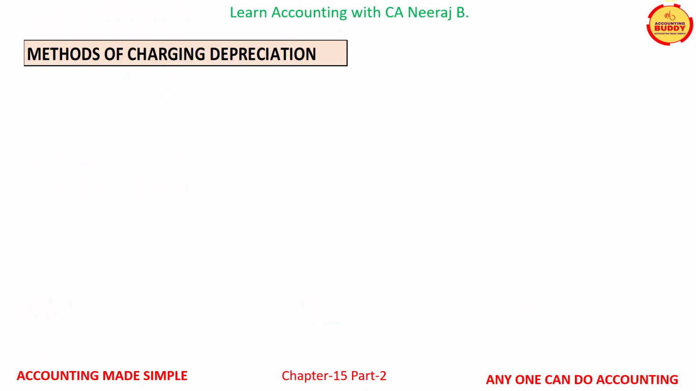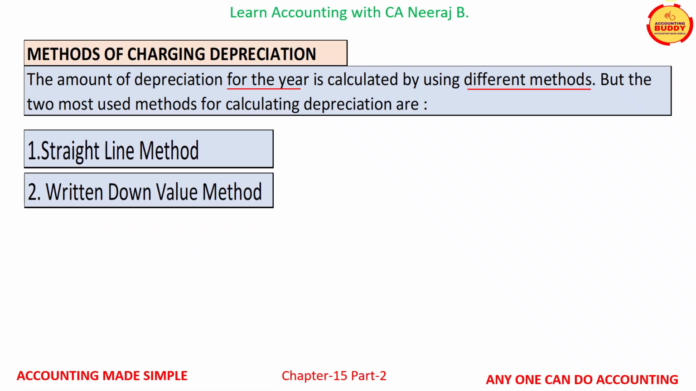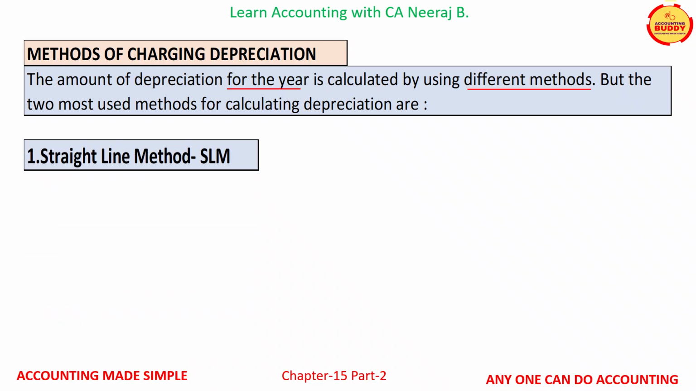In this slide, we will learn the methods available for charging depreciation. The amount of depreciation for every year is calculated by using different methods. But the two most commonly used methods for calculating depreciation are straight line method and written down value method. First, let us understand straight line method, which is also known as the SLM in short form.